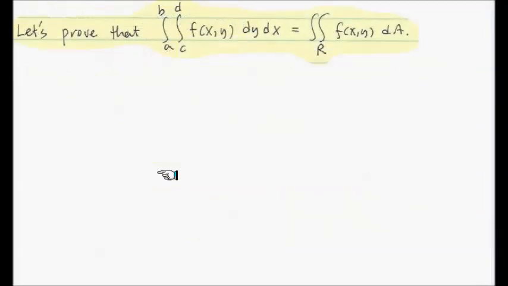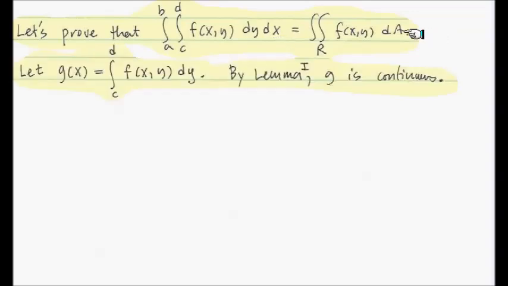Alright, I think we're ready to prove this statement. The iterated integral is actually a double integral. Okay? And we're going to call the inside function of this iterated integral g(x). Again, this is a function of x, so it's going to be g(x). Now, by lemma 1, which is from the proof part 1 video, g is a continuous function.